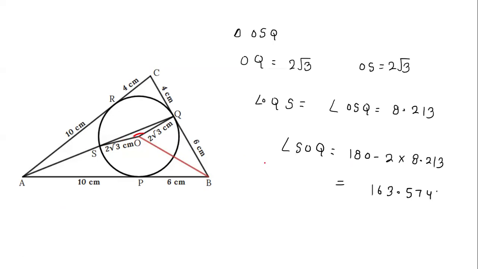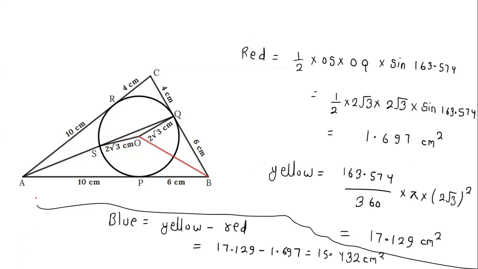So what can we do next? You can find the red area, which is this triangle area, OSQ area. It is simply half times this OS multiplied by OQ. So this is one side and this is one side, both are 2 root 3, and the sine of the angle between them, which is 163.574. So after simplifying this, you can get this value as 1.697 centimeter square, which is this red area. So this is the red triangle area we just calculated.